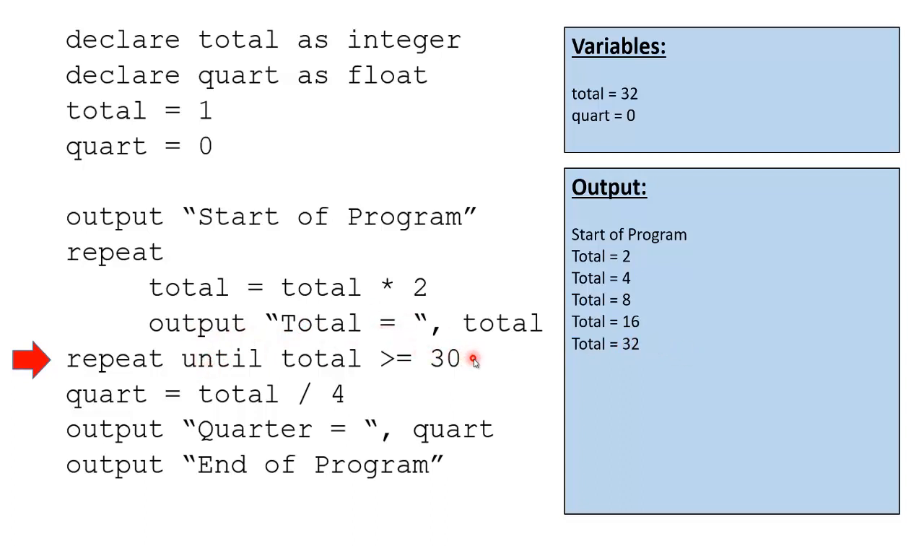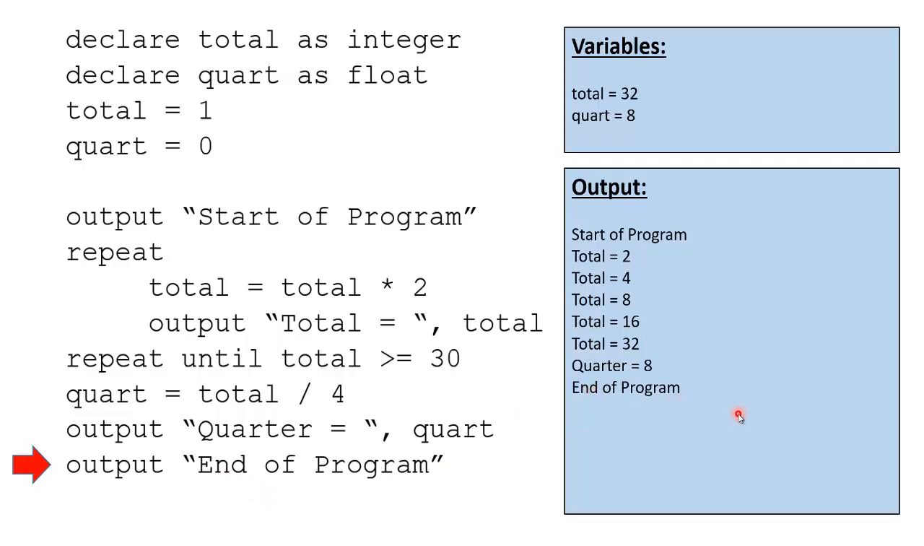Repeat until total is greater than or equal to 30, which it now is, so we don't need to go around that again. And we're going to start to do something with the quart. So quart is now going to be total divided by 4. So total is 32, dividing that by 4 gives us 8. We then output in quarter equals quart, with a capital Q and the spaces either side of the equals. And then finally you're going to output the words End of program, making sure your capital letters are in the correct place.